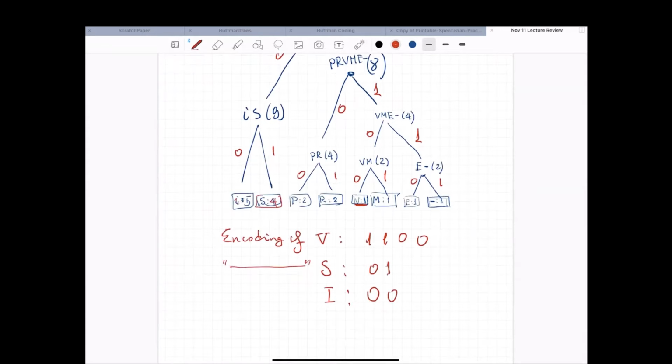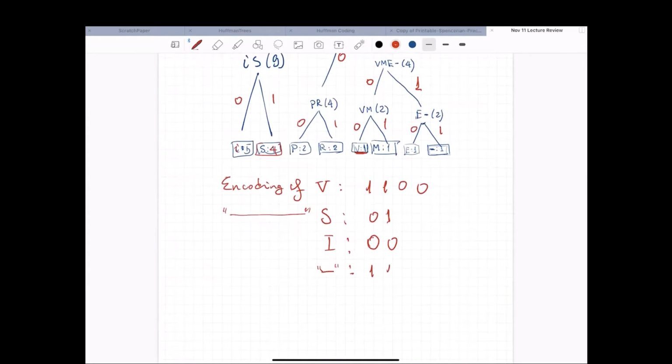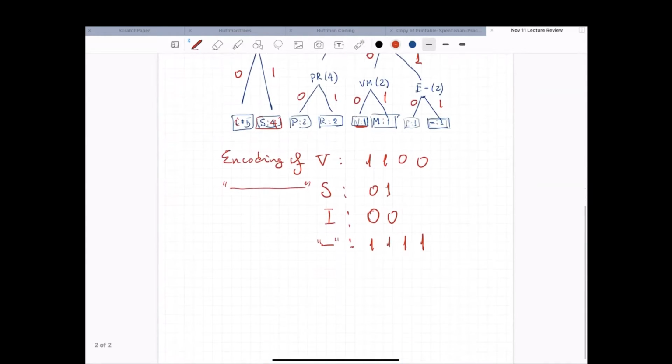That character which was so frequent, as frequent as I, which occurred 5 times in the text, only takes 2. A character like space, which occurred 1 time, has an encoding of 1, 1, 1, 1 in this encoding. That is the way you encode space. So you get the idea, right? So this is the encoding.